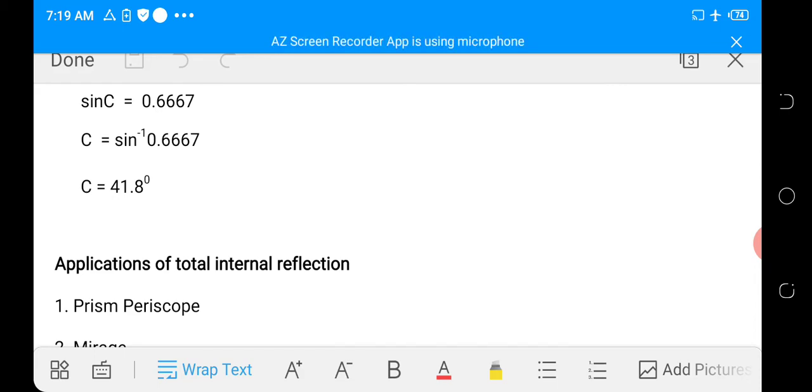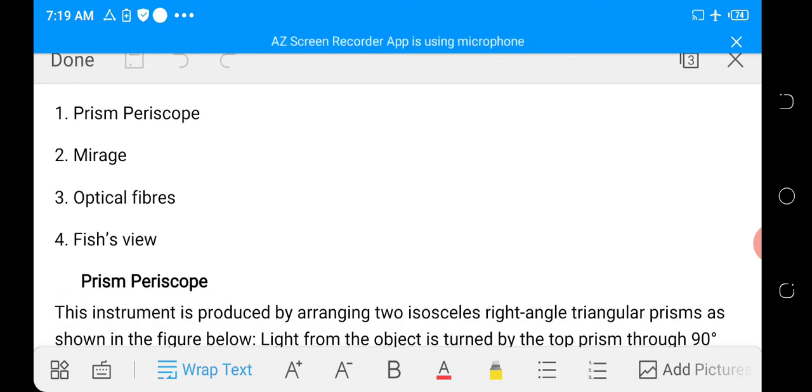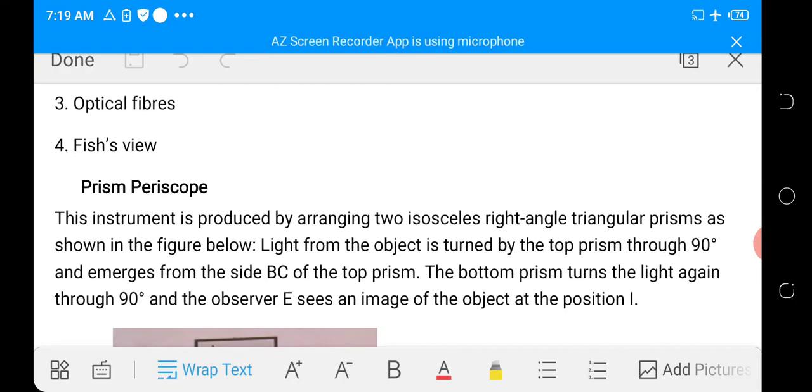Applications of total internal reflection. So total internal reflection is found applicable in the following. 1. Prism periscope, mirage, optical fibers, fish field. Let's look at the prism periscope. This instrument is produced by arranging two isosceles right-angle triangular prisms as shown in the figure below.